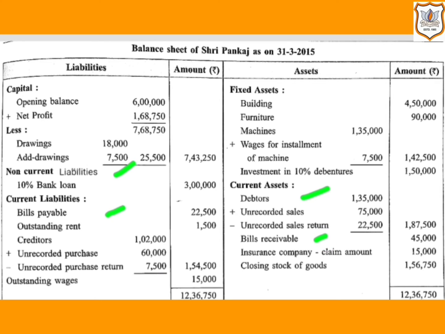Then we have creditors. Creditors is a current liability. We will show it in the liability side of the balance sheet. In the inner column, we have adjustment regarding this. Then outstanding rent is there. Outstanding rent is also a current liability, so we will record it in the liability side of the balance sheet under the heading current liability.